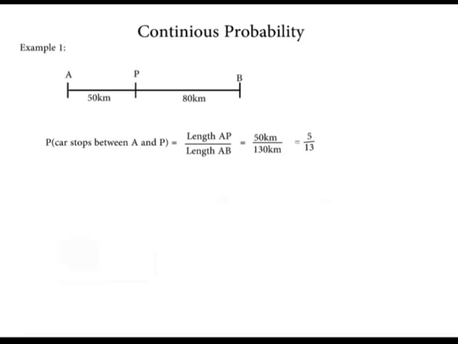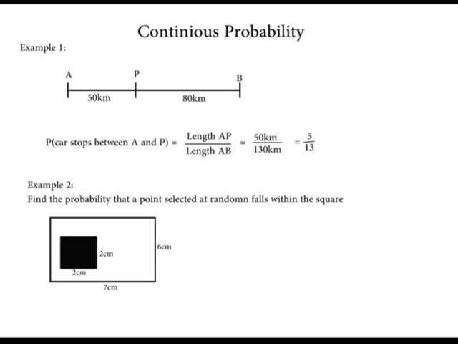Another example. This diagram shows a square whose size is 2 centimeters inside a rectangle of 6 centimeters by 7 centimeters. What is the probability that a point selected at random from the rectangle lies within the square? In our solution, the selected area can lie anywhere within the rectangle. The area of the rectangle is 42 centimeters squared, that is 6 times 7. The area of the rectangle forms the possibility space.